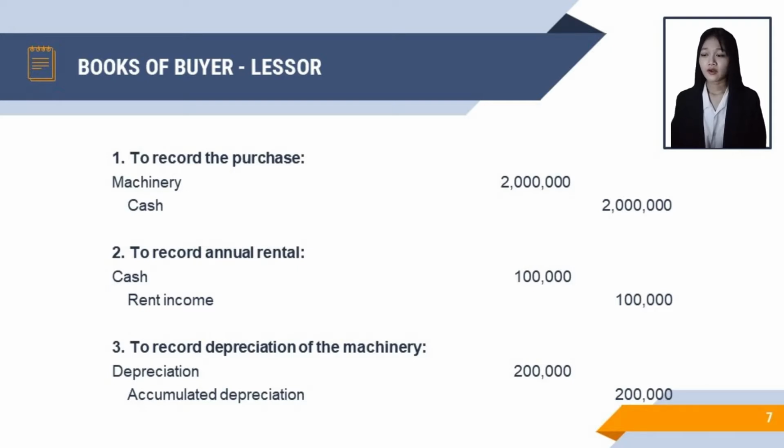Third is to record depreciation of the machinery. Depreciation is computed as sale price divided by useful life. So, 2 million divided by 10 years, which results in 200,000. Our entry for this is debit depreciation for 200,000 and credit accumulated depreciation for 200,000.